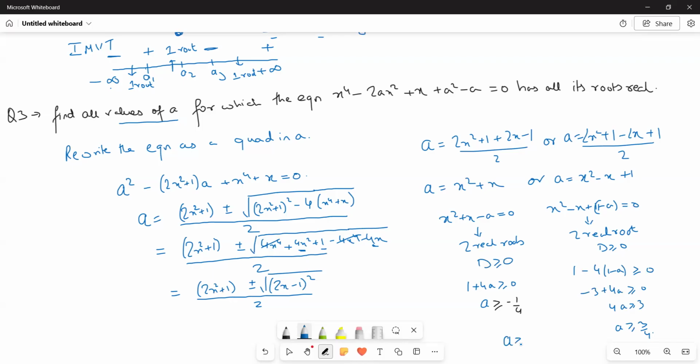So the final answer of this would be A is greater than or equal to 3 by 4. Or rather, we'll write the answer in this way: A belongs to [3 by 4, infinity). A has to lie between 3 by 4 and infinity for this equation to have 4 real roots.